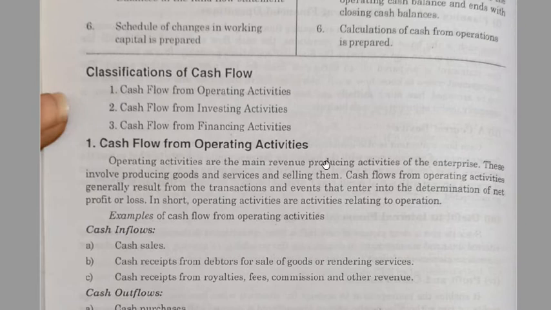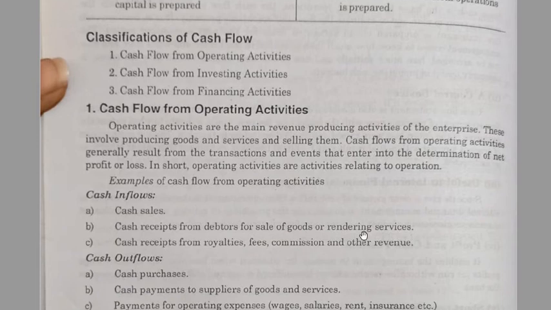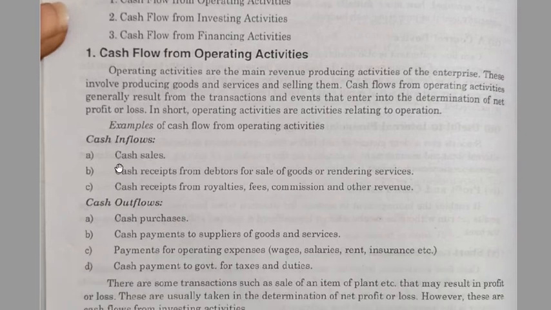Cash flow from operating activities. Operating activities basically are the main revenue producing activities of the company. They include the sales, the royalties received, other revenues which are directly relating to the operations of the company. So these involve producing goods and services and selling them. Cash flow from operating activities generally result from the transactions and events that enter into the determination of net profit or loss, that basically impacts your net profit or loss. So those transactions are considered to be your operating activity transactions.